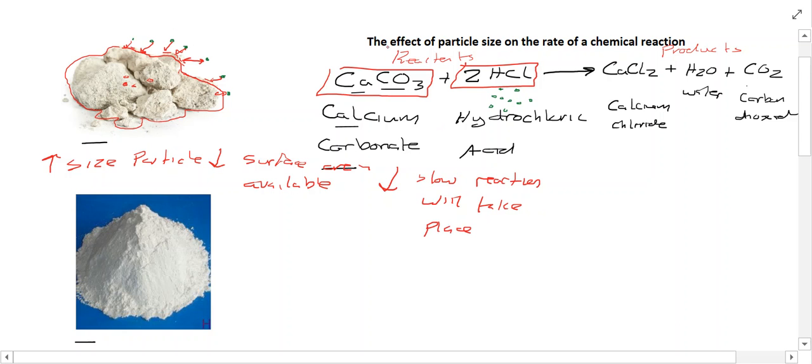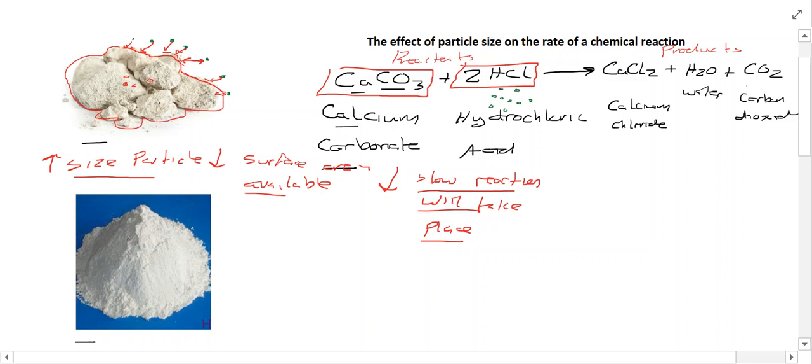So the bigger the particle size of your reactants, the less surface area that's available. The less surface area that's available, the less contact that you're going to get between the reactants with each other. And what will happen is it'll have a slow rate of reaction. It'll actually slow down the reaction.